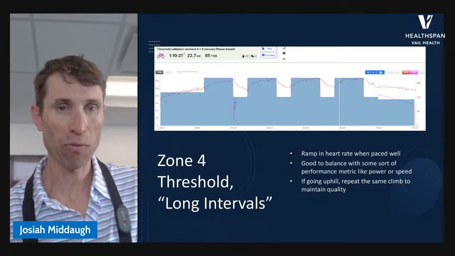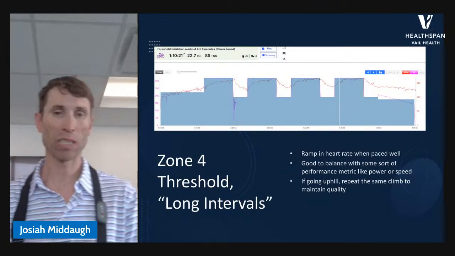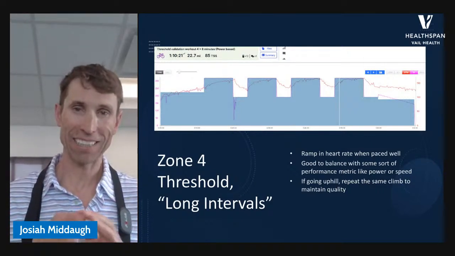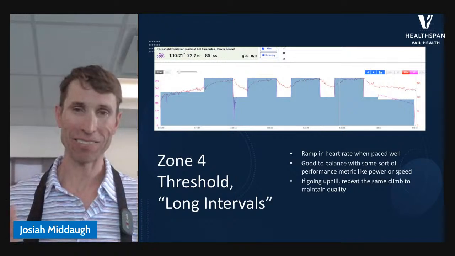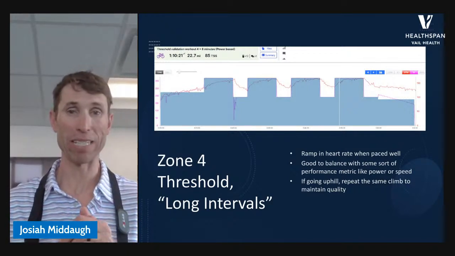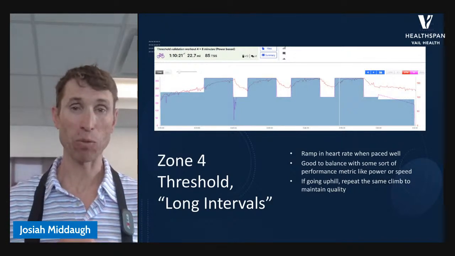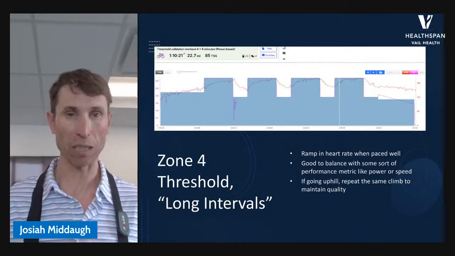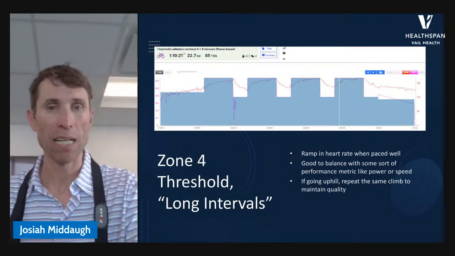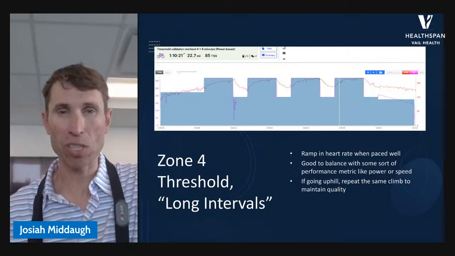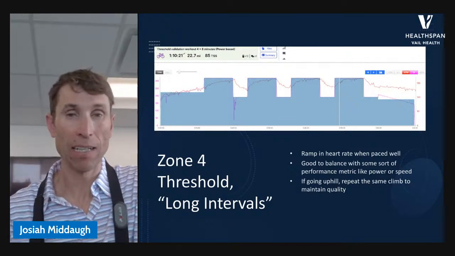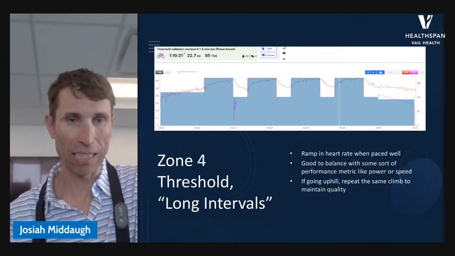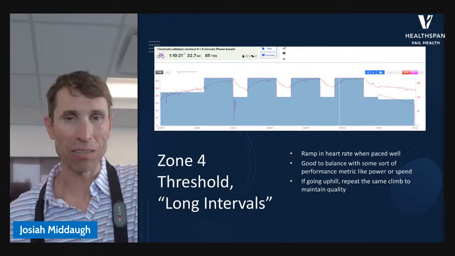All right, so zone 4, this is that threshold intensity. I love zone 4, but again, we're not talking about 50% of the time. Maybe it's 10% of the time in a week, and it might just be during a certain phase. But zone 4 intervals are a really good place to start for a lot of people. These are usually sustained intervals, at least 4 minutes long, and they could be up to 12 minutes long. I really like an 8-minute interval for zone 4.